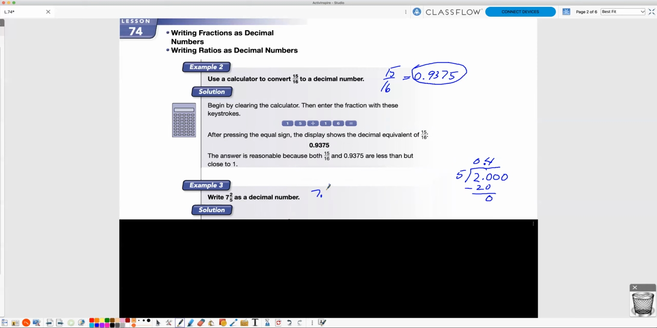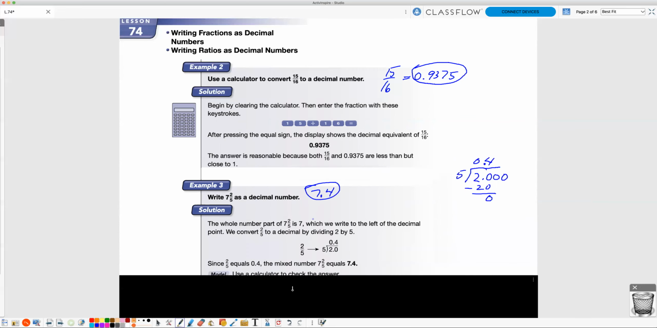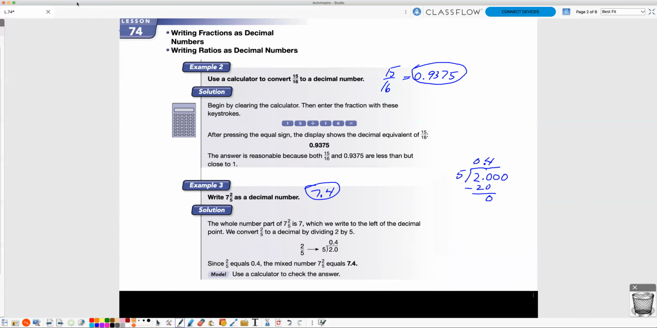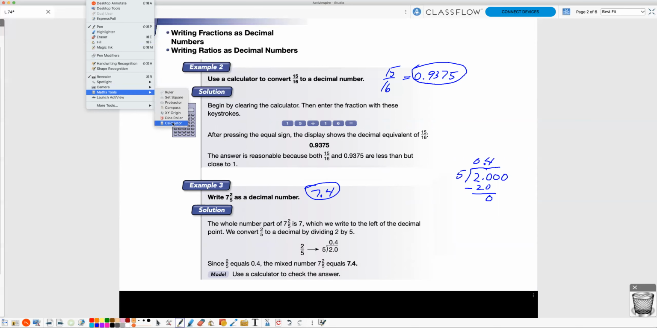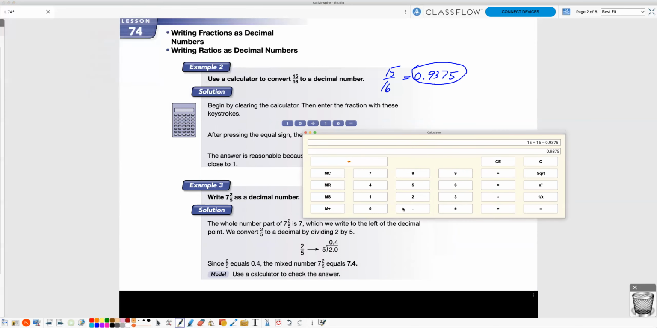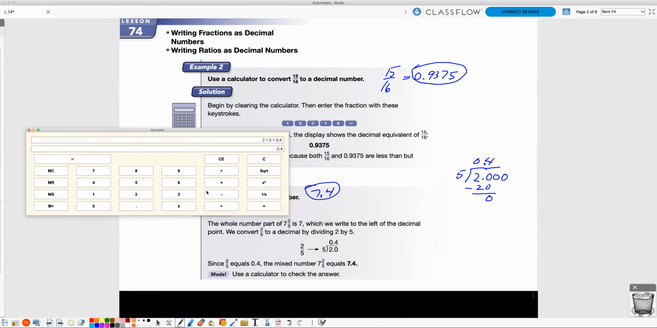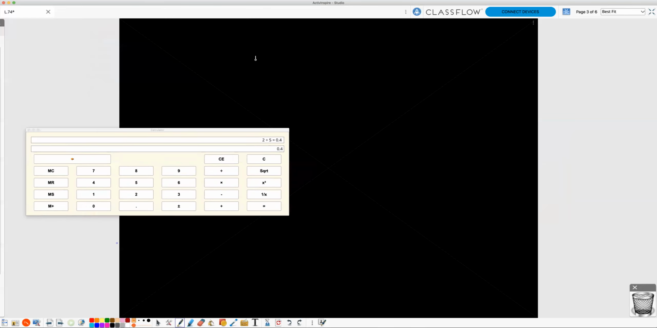This is just simply 4/10. So this as a decimal number would be 7 4/10. You can use a calculator to check your answer, and all you need to do then is take 2 divided by 5 to do the fraction portion, which is 4/10. All right, let's move on.